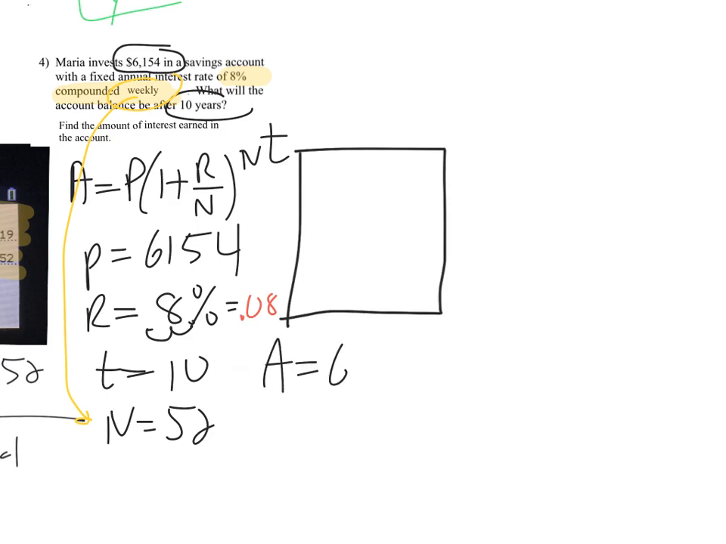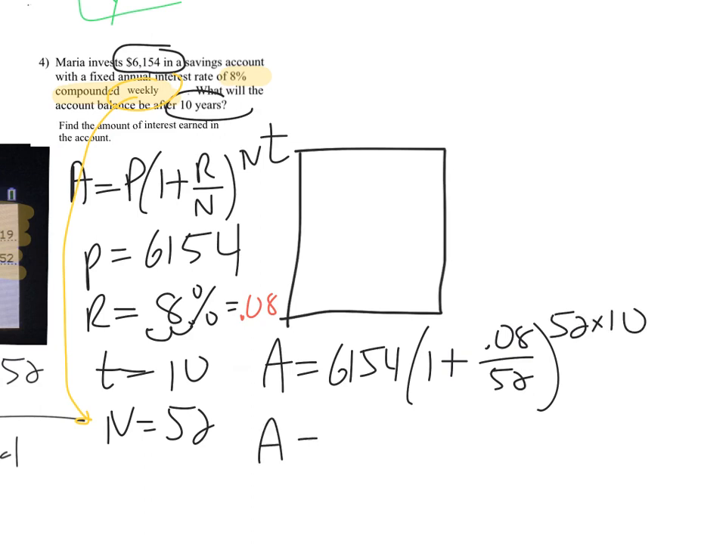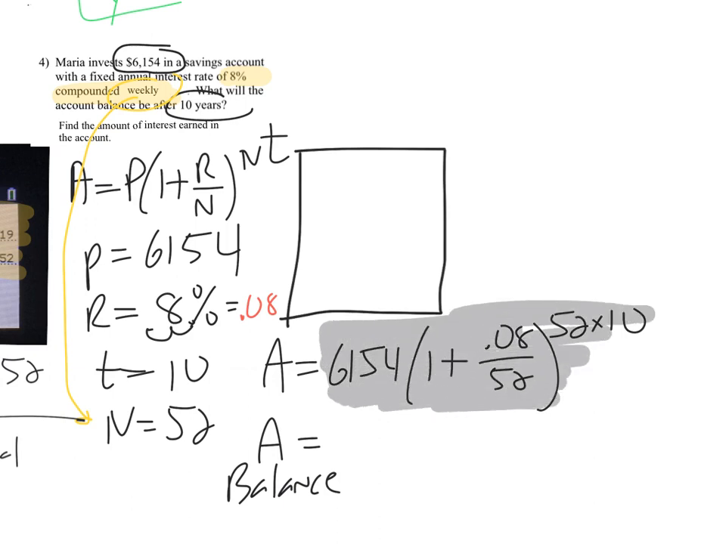So I'm going to have the principal, 6,154, times (1 + r/n), 1 plus 0.08 over 52, raised to the n times t, so that's going to be 52 times 10 power. And this is going to give you A, which represents the balance, how much money is in the account. So take a minute, enter this expression into your calculator to figure out what the balance is going to be after the 10 years the money has been in the bank. Take your calculator and put that in the box for this first part.